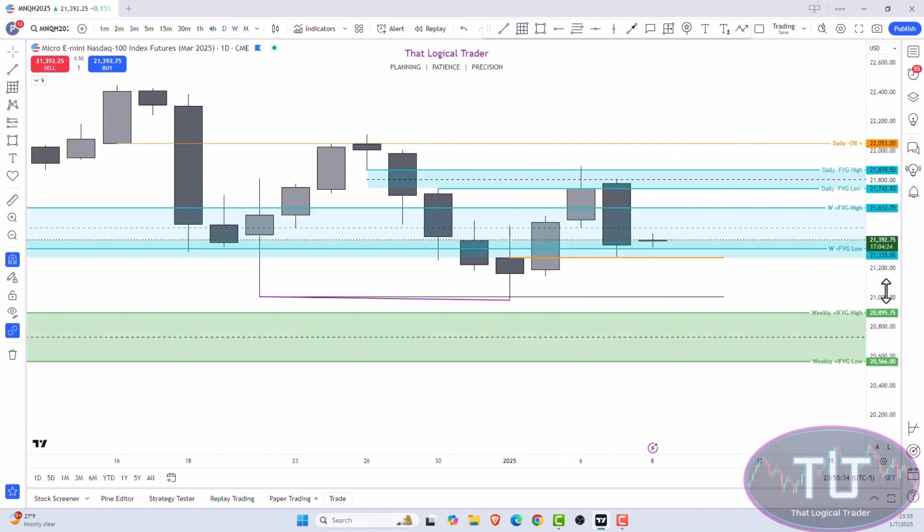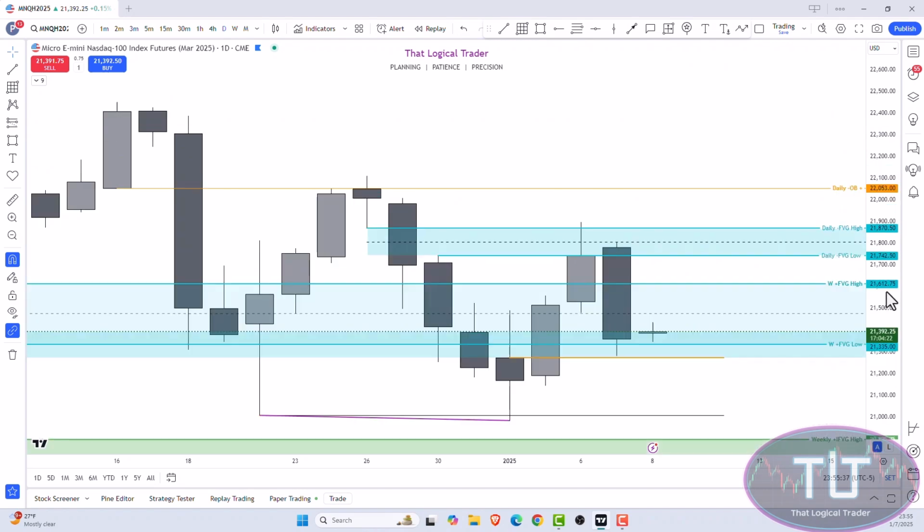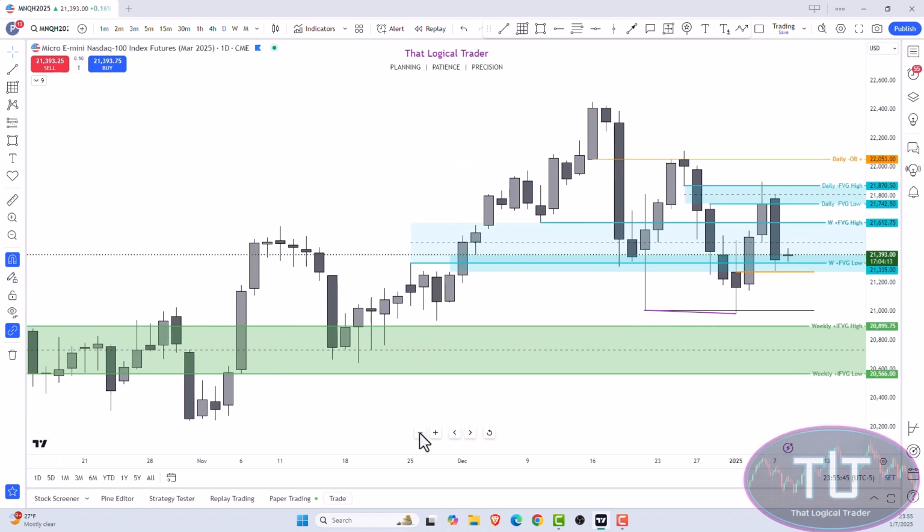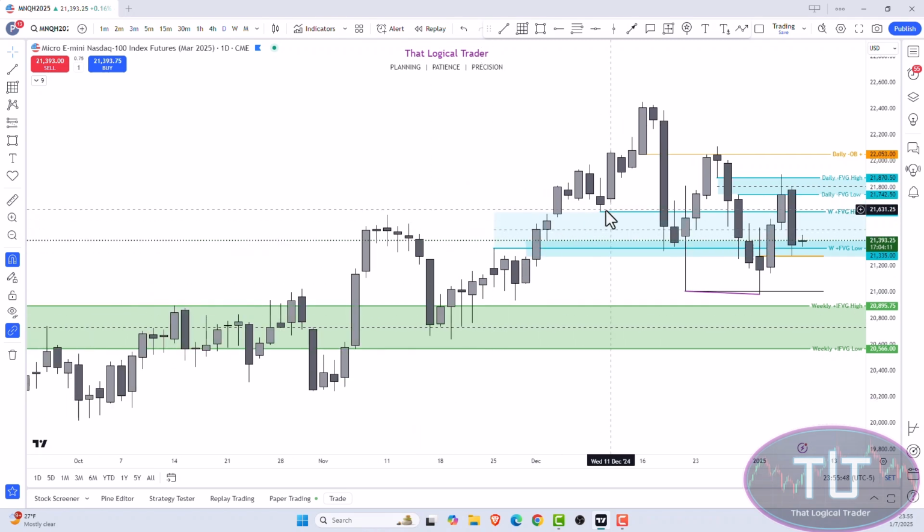Now looking at the daily right here, we're going to zoom out a little bit to see that same weekly fair value gap. We worked our way through and got up until the daily bearish order block, and we started rolling lower.